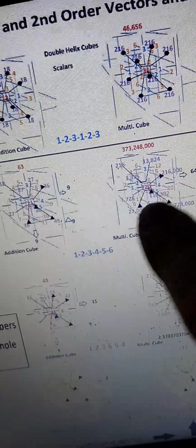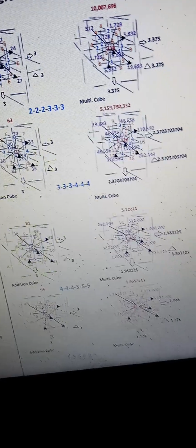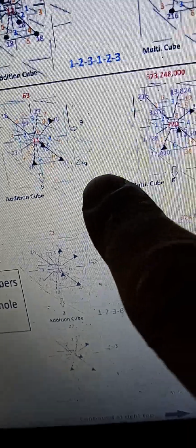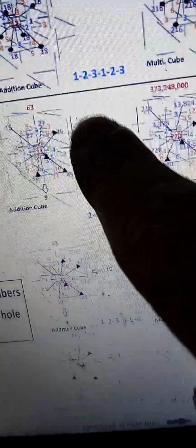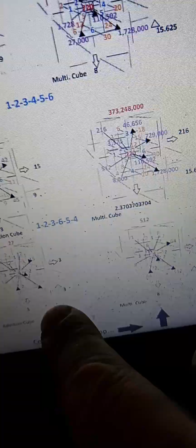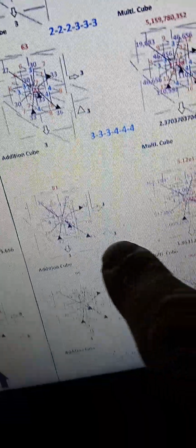But these are vectors. And these are first order vectors, of course. And I was trying to study them. Here's pictures of some more. And I tried to study the second order vectors. And at first I came to the conclusion that all addition cube second order vectors are all whole numbers. And that's right so far from what I've studied. They're all whole numbers.